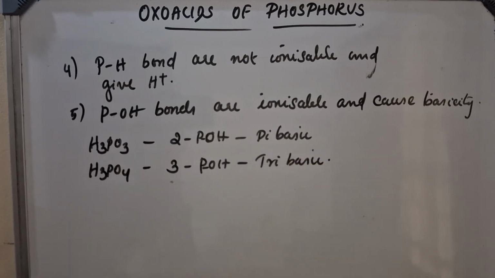So these are the important compounds of oxoacids of phosphorus. These are the important compounds. So we have already discussed some oxoacids of phosphorus.